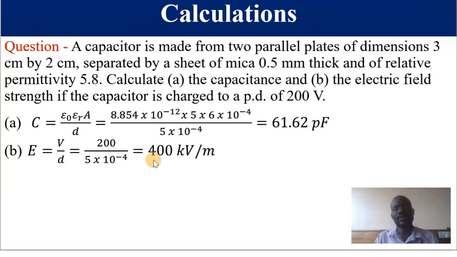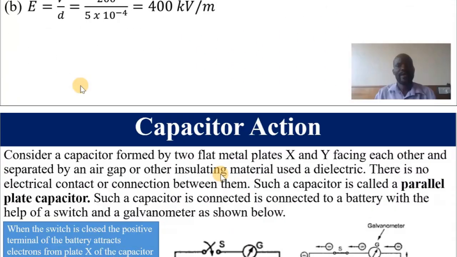If you divide, you are going to get an electric field strength of 400 kilovolts per square meter. Can you correct accordingly there? It must be 5.8, and see if you can get this.